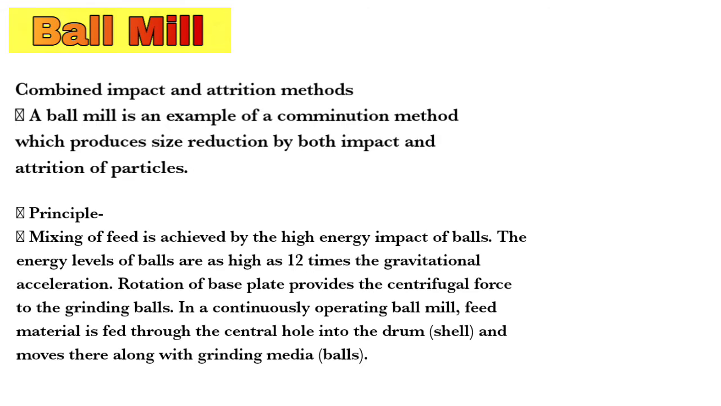Principle. The principle of the ball mill is that the mixing of feed is achieved by the high energy impact of balls. The energy level of the balls is as high as 12 times the gravitational acceleration. Rotation of the base plate provides the centrifugal force to the grinding balls. In a continuously operating ball mill, feed material is fed through the central hole into the drum or shell and moves there along with the grinding media, that is, balls.